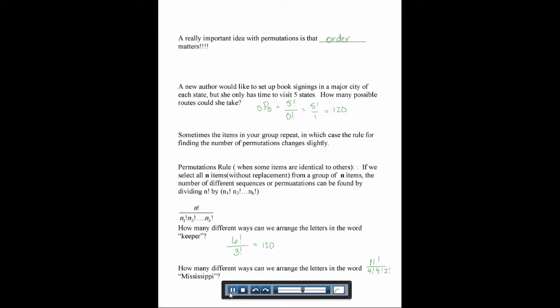Now, when you put this into your calculator, you want to put parentheses around your denominator. So you're going to put 11, and then get the factorial, divided by, and then put parentheses, and do 4 factorial, 4 factorial, 2 factorial, and then you'll close your parentheses and hit enter. So the number of ways we can arrange the letters in the word Mississippi is 34,650 different ways.